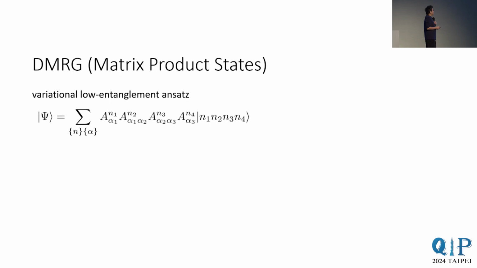The matrix product state name arises because if you think about the amplitude for a given computational basis configuration, a given value of n1, n2, n3, n4, so I fix these superscripts here, then the amplitude is given by the product of a vector times a matrix times a matrix times a vector. So it's just a matrix product.